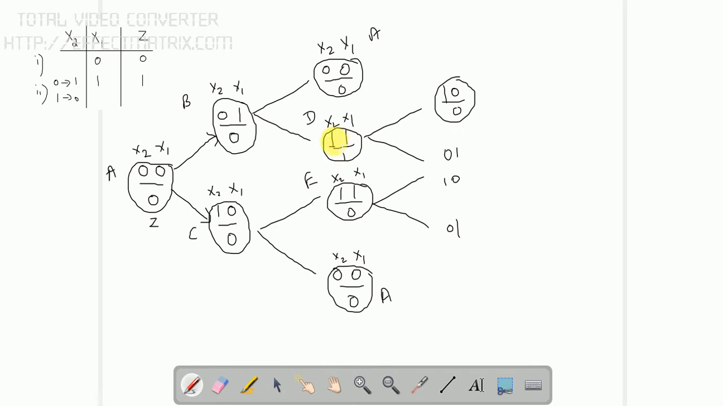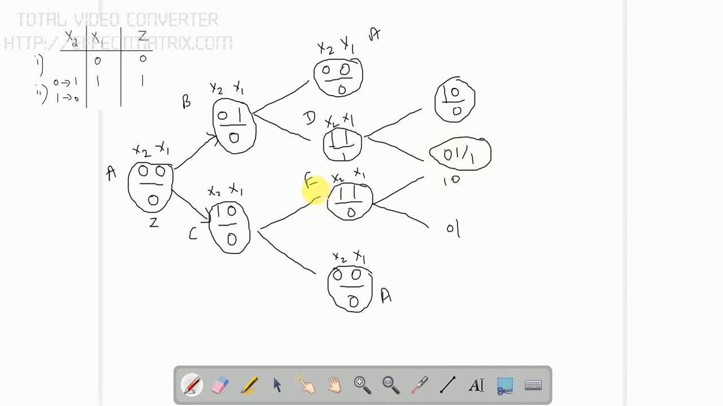Similarly, I have x2 as 1 here and x2 as 0 here. So a transition occurs. At the same time, my x1 is 1 here. There also I have x1 as 1. So 0 by 1 is 1. So this is my another new state.